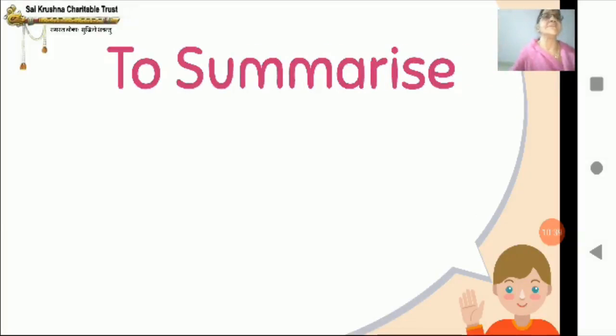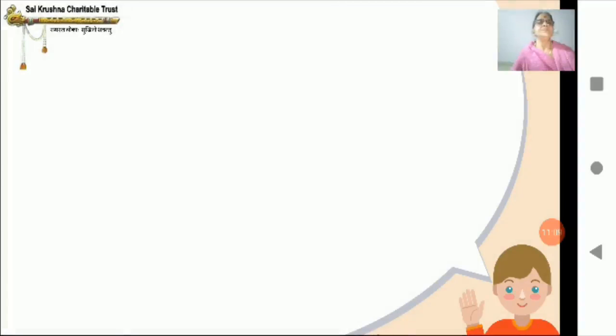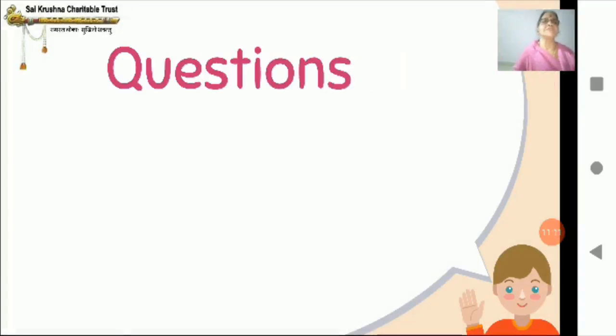To summarize, we have reached the end of this rule and we are just going to see what we studied. Words ending in silent E drop the E before a suffix beginning with a vowel. When we spoke about retaining the E, there are some exceptions or special cases when words ending in CE and GE keep the E when adding able and ous. Is that clear? Okay, now on to questions.